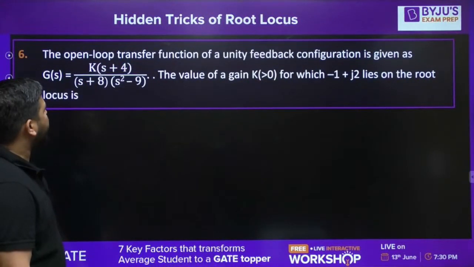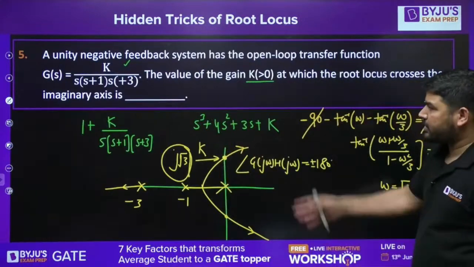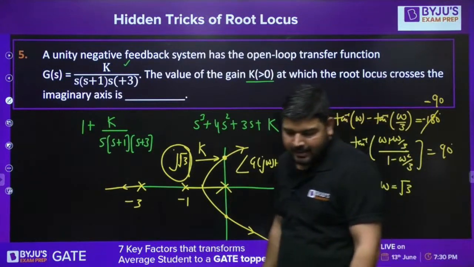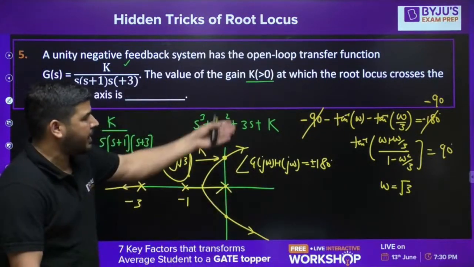Let's come to the next question, guys. I don't want to solve this, okay? You can solve it easily, because the options are not given. Otherwise, if options were given, then I can directly check. But it's okay. If options are not given, you can calculate the K using Routh.